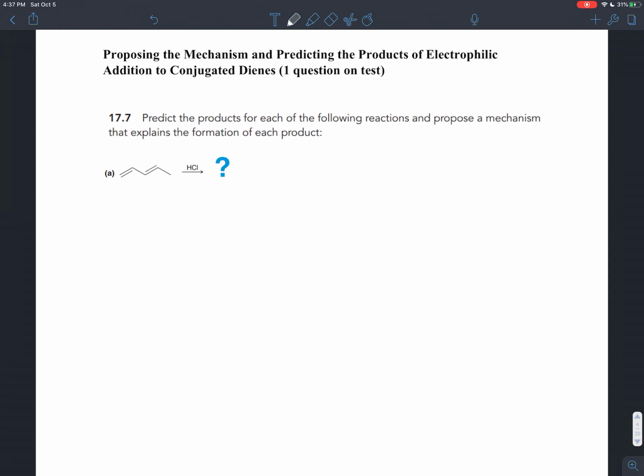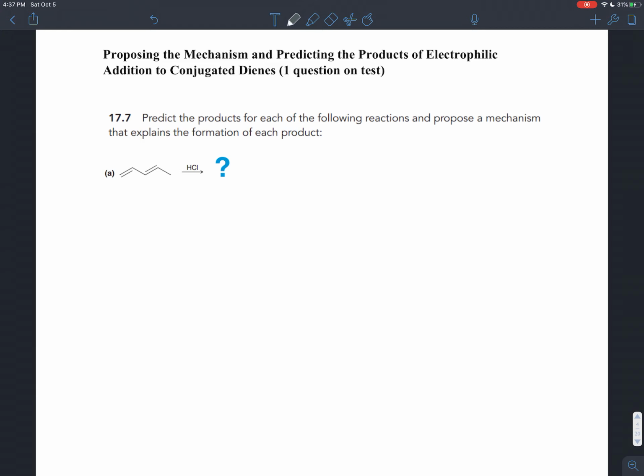Fluorine is too unstable by itself because it's so small that it's a very bad leaving group because of how small it is. It's not able to handle having a full negative charge in such a small space. So here they say predict the products for each of the reactions and crucially propose a mechanism for how it's formed.